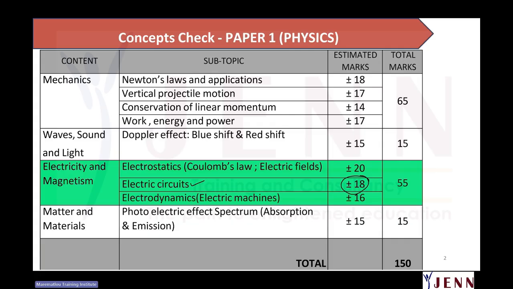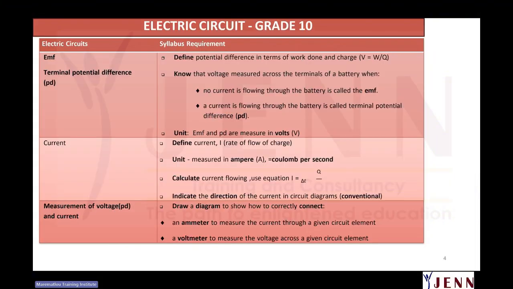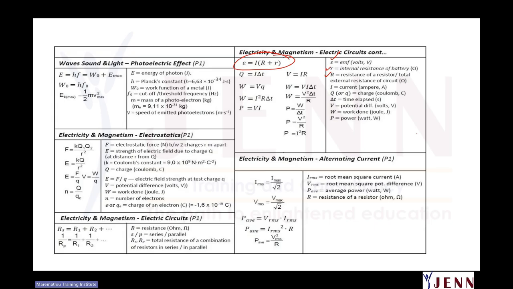Just quickly going back to what I said, electric circuits will take up 18%, 18 marks out of the 150, which is roughly 10% of the paper. So the formulas that we have, or symbols that we need to keep in mind, will be the ones that I've highlighted already. I have E for EMF, small letter r for internal resistance of the battery. We have capital letter R for resistance of the external circuit.